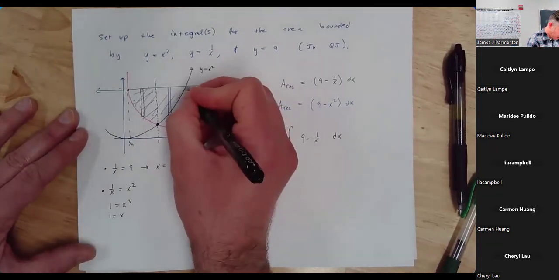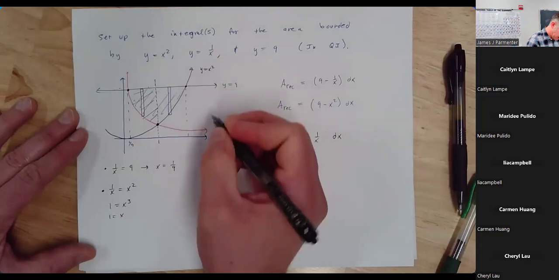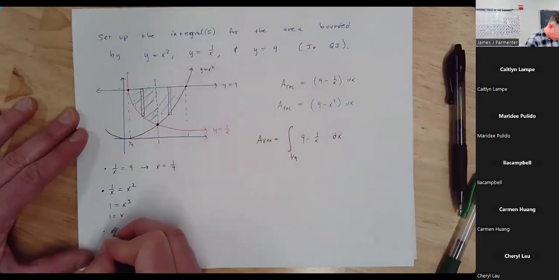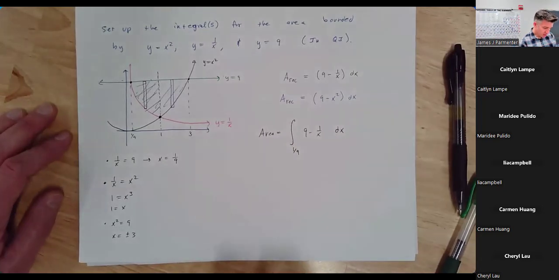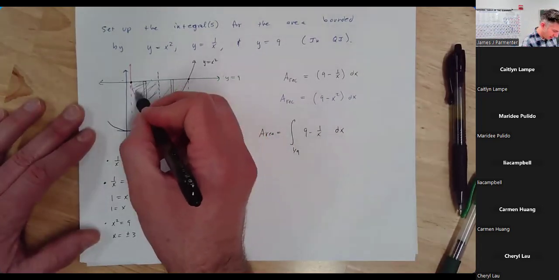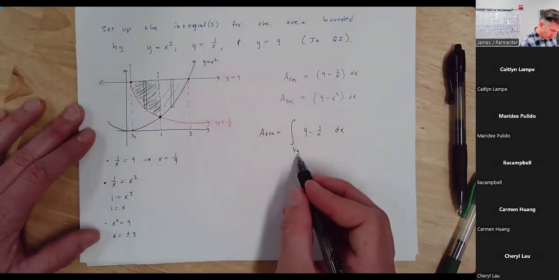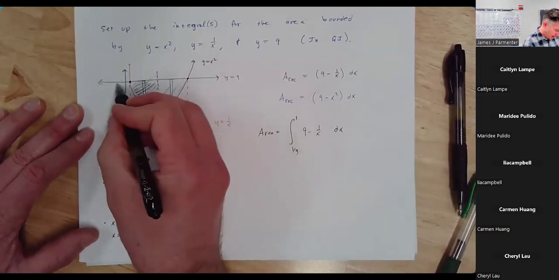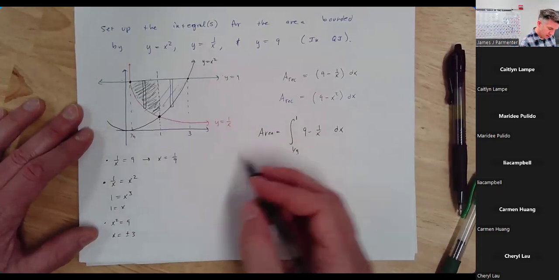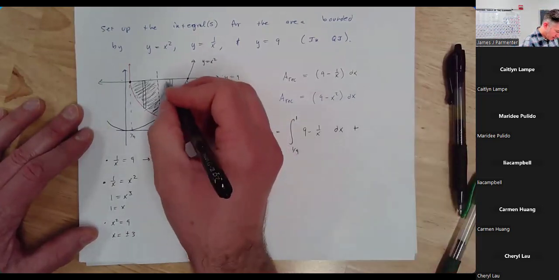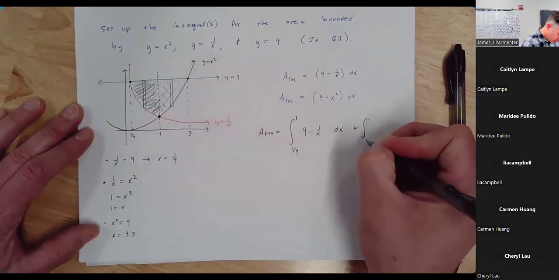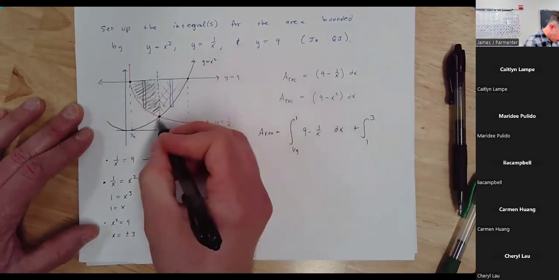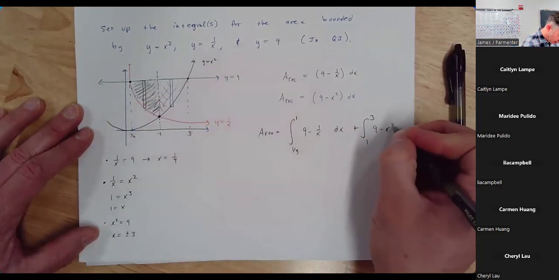And I might as well find this point over here too. So if I set x squared equal to 9, I'm going to get x equal to plus or minus 3, but I know I'm on the right side of the y-axis, so I know that x is positive 3 here. So for this first integral that's giving me this area here, I'm doing the integral from 1/9 to 1 of 9 minus 1 over x. Plus this second area here I'm going to get by doing the integral from 1 to 3 of, again, the top function minus the bottom function, which is now going to be 9 minus x squared dx.